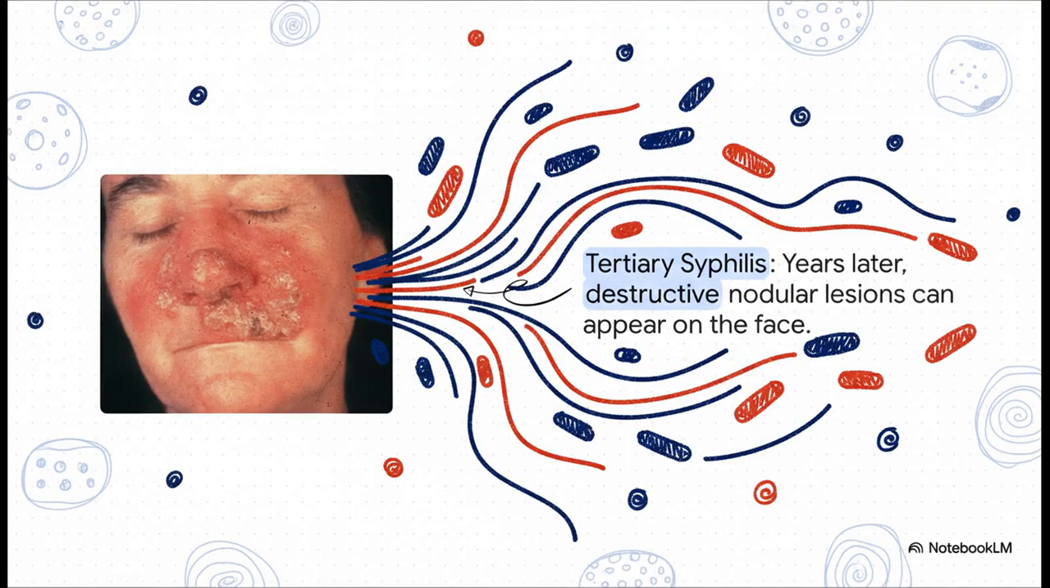And the deception does not stop there. Years, sometimes decades later, the tertiary stage can cause these destructive, bumpy lesions on the face. So, now you can see exactly why they call it the Great Pretender.